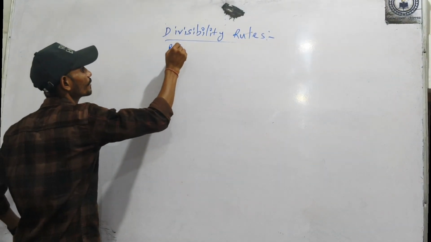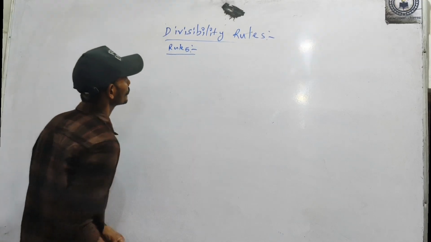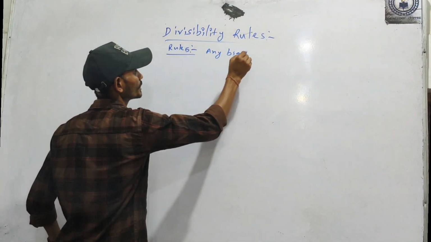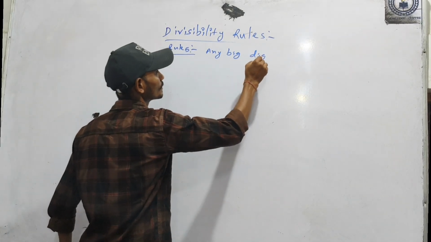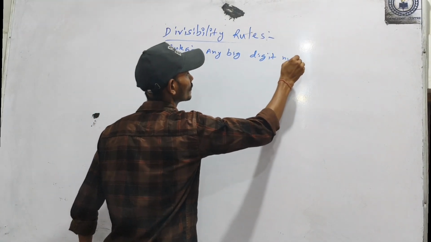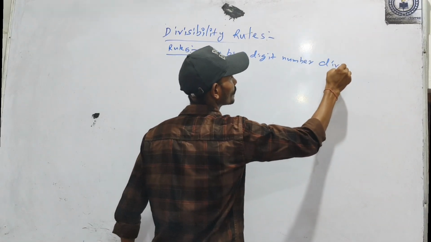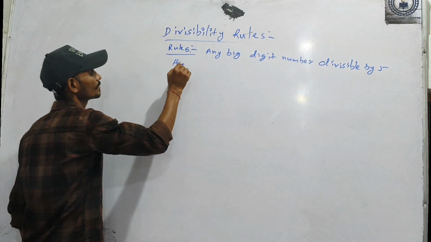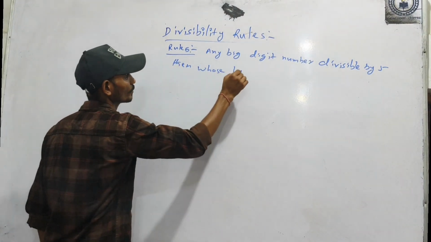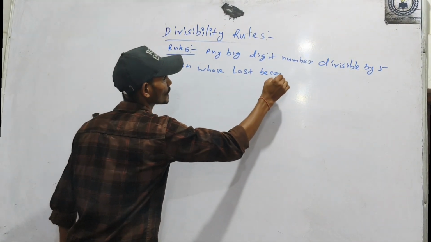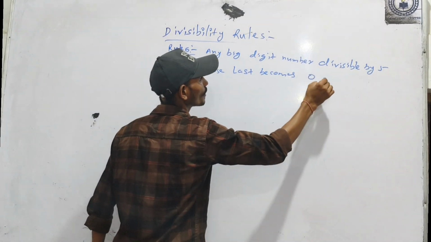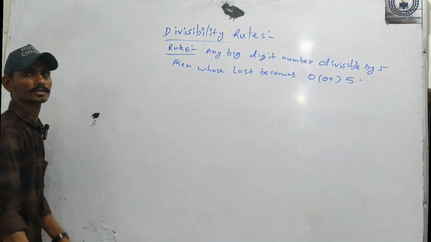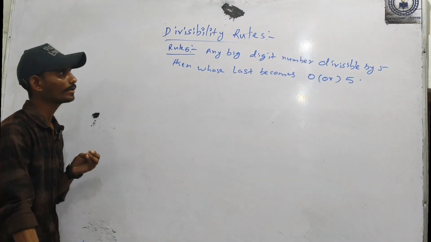Next, the divisibility rule of 5. What is the rule of 5? For any big number to be divisible by 5, its last digit must become 0 or 5. Then that number is completely divisible by 5.